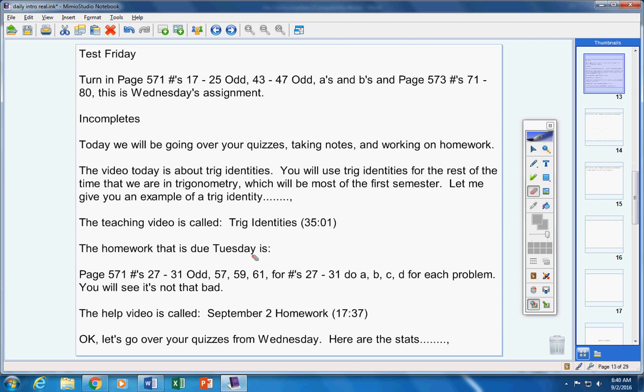Now, here are the stats. Each mistake was 5 points off, okay? So check my work. Make sure that I didn't make a mistake. And there were 2 100s, so Jacob and Harrison, congratulations for the highest grade in the class. Good job. 100s for Jacob and Harrison. Okay, so good job there.